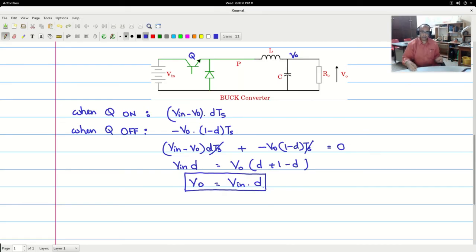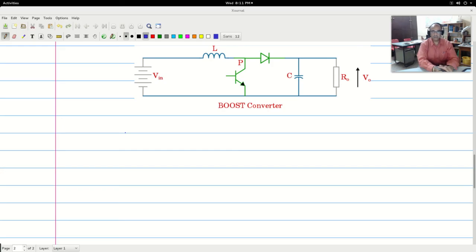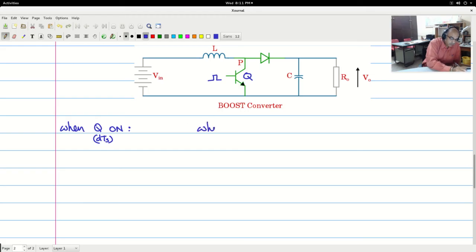Next, we will take up the input-output relationship of a boost converter in the similar way. We have here the circuit of the boost converter, and like before, we will call the BJT the symbol Q, and the base drive is given here as pulses. So when Q is on, the period is called dTs, and when the Q is off, the period is called 1 minus d Ts.